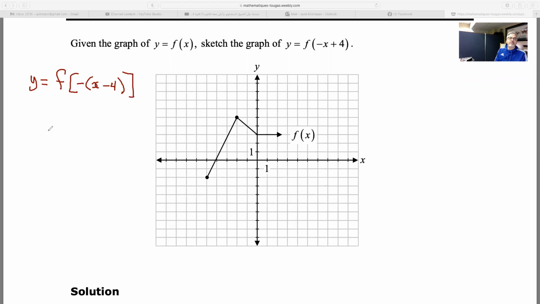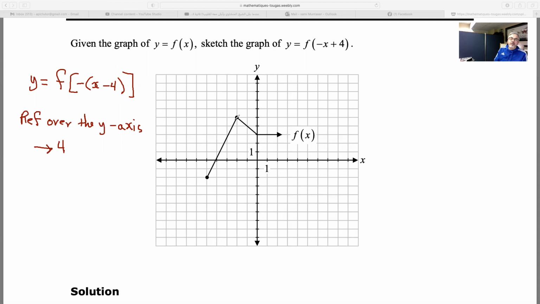So when you look at this, because the negative is in front of the x and is not in front of the whole function, it means you have a reflection over the y-axis. And then this here, you're moving right 4 because it's x minus 4. So that's a horizontal translation of 4 to the right.